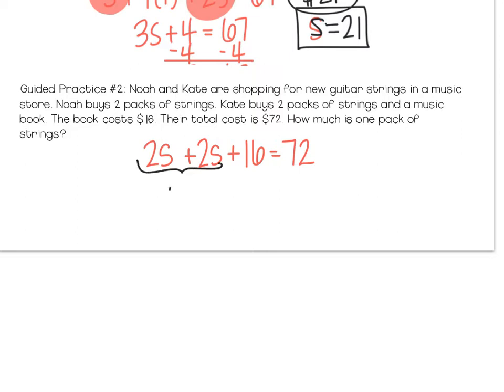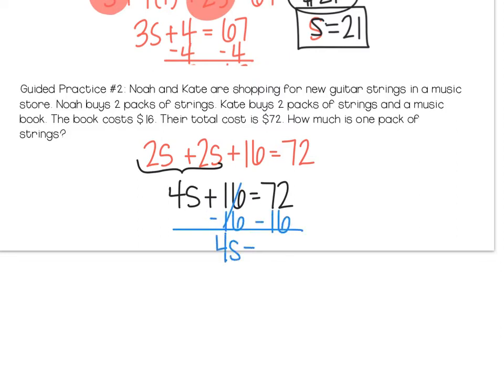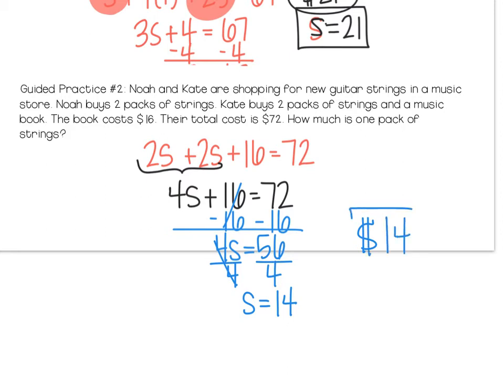If you combine like terms, you get 4s plus 16 equals 72. Then when you solve it, you would subtract 16 from both sides, and you get 4s equals 56. Divide both sides by 4. So s equals 14. So your answer is $14 per pack of strings.